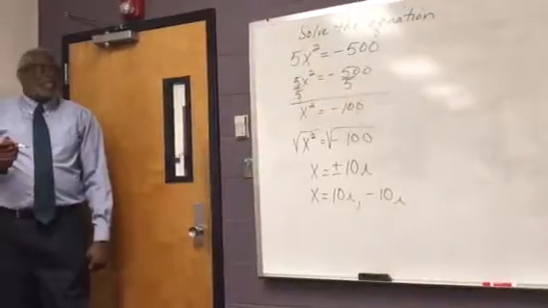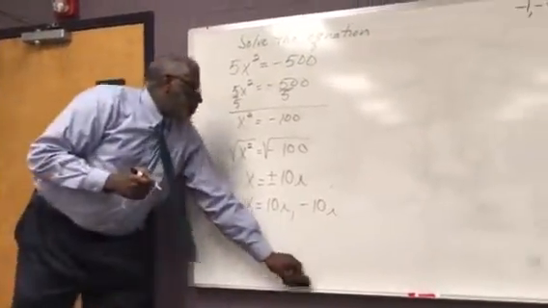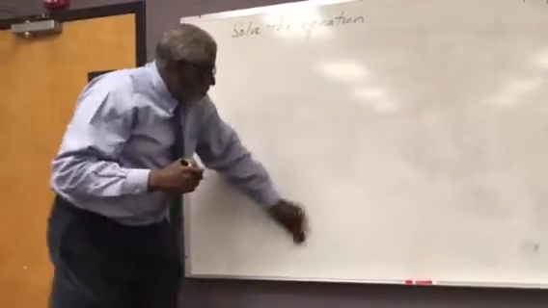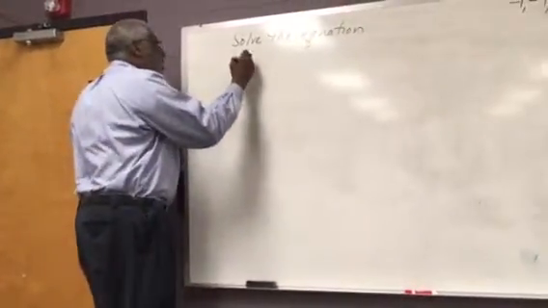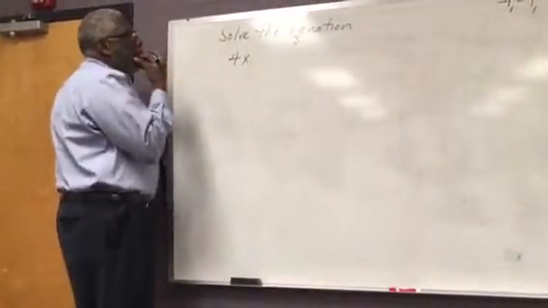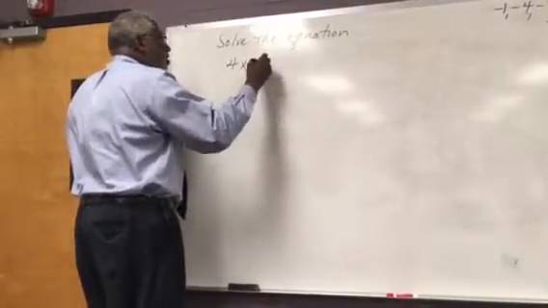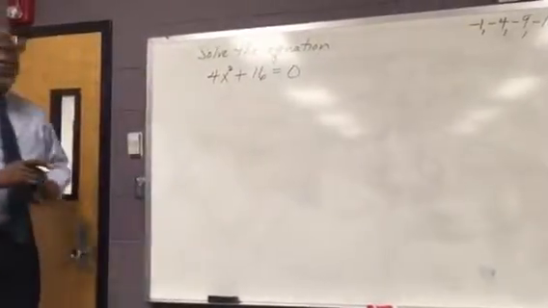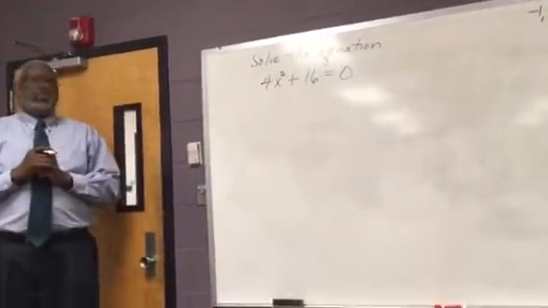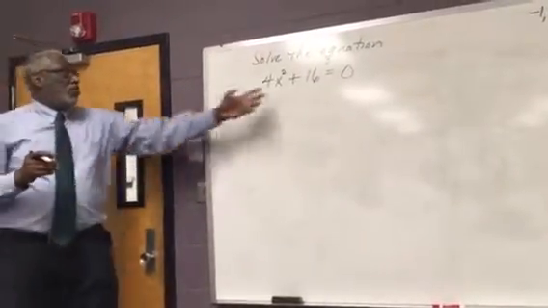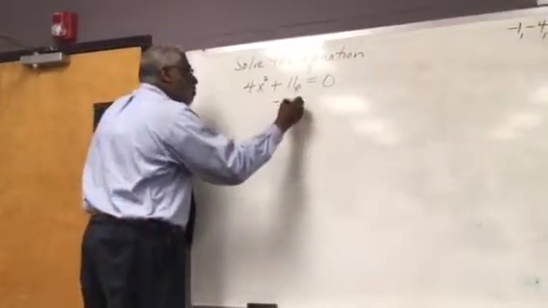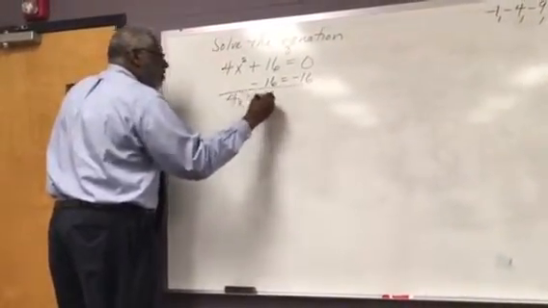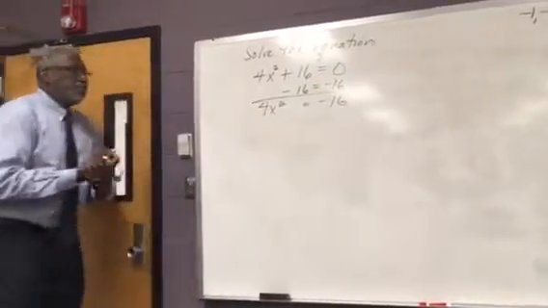Okay, let's do another problem. The next problem is one where we have something like 4x squared plus 16 equals 0. The first thing we want to do is solve the equation. The first step is to subtract 16 from both sides of the equal sign, so I have 4x squared equals negative 16.